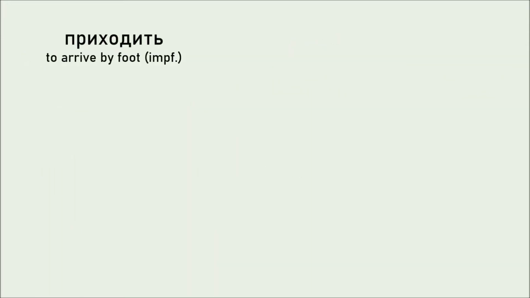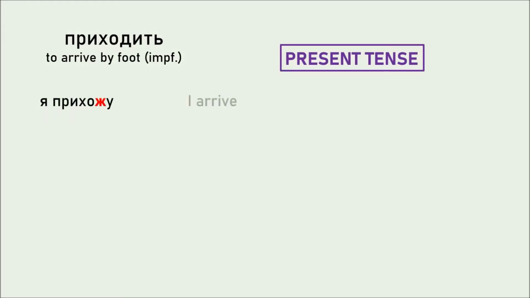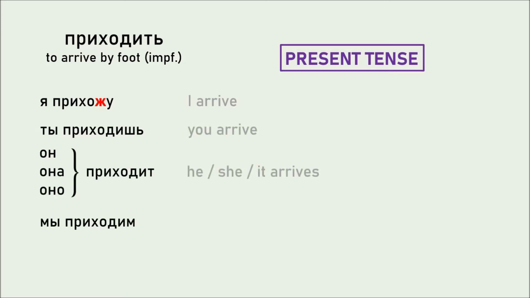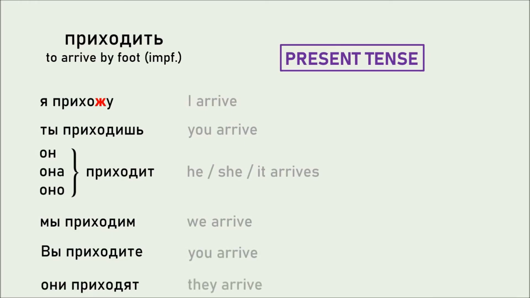Приходить, let's see how we conjugate this in present tense. Я прихожу, ты приходишь, он приходит, мы приходим, вы приходите, они приходят. Nothing changes, we've just added on the prefix at the start, so the conjugation of the verb itself doesn't change, the process that we're following is the same.